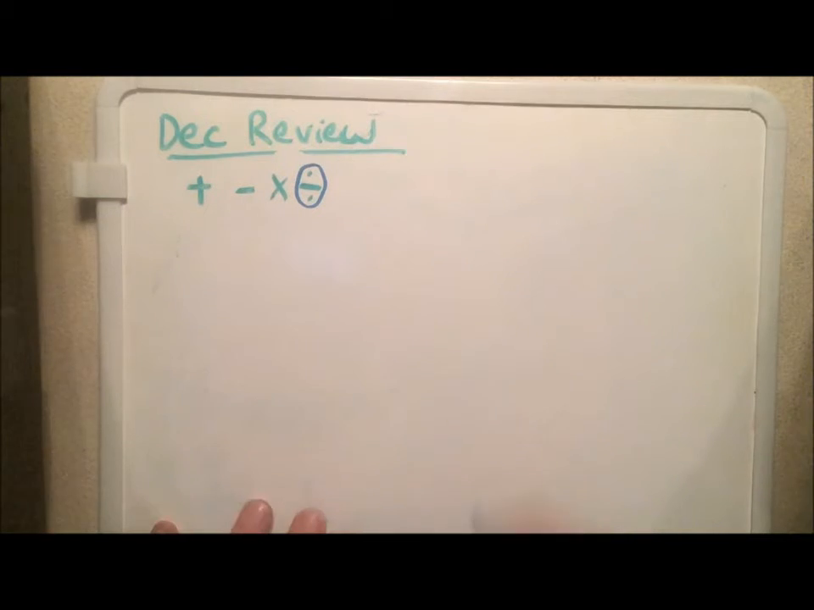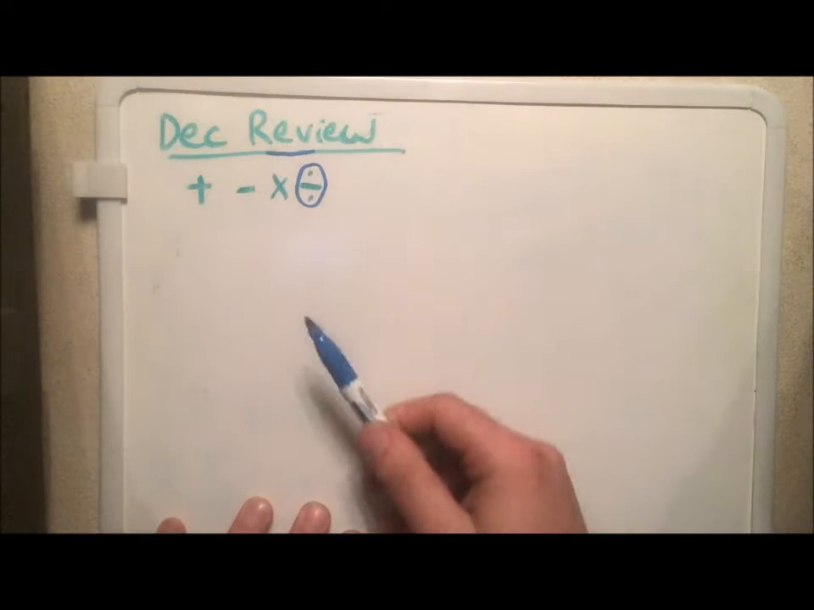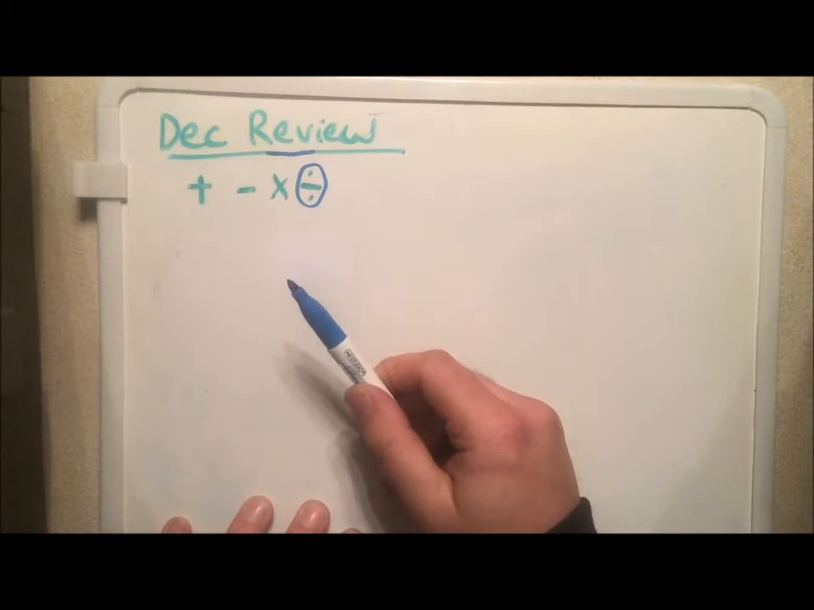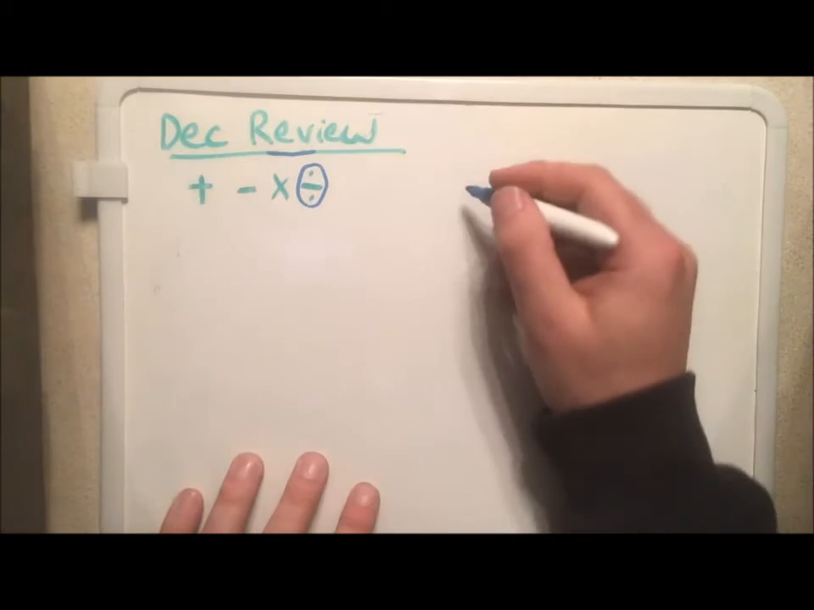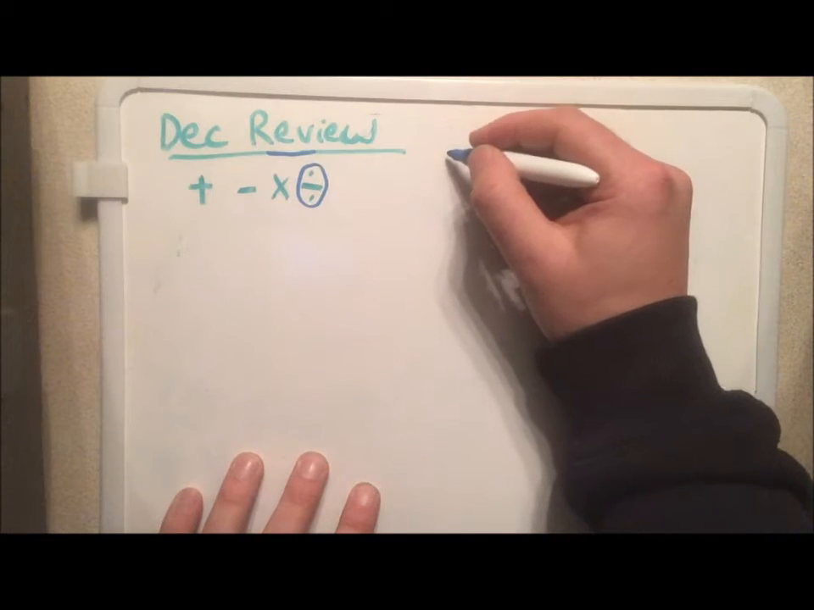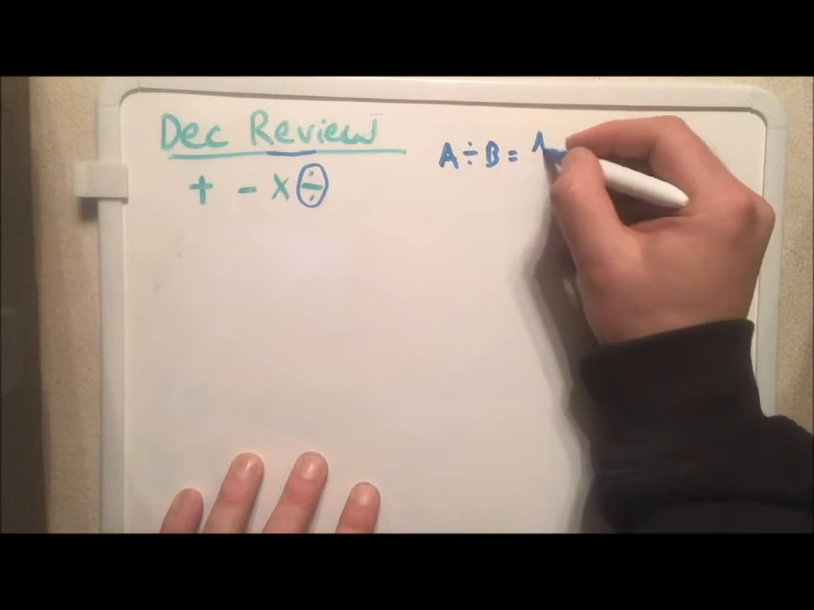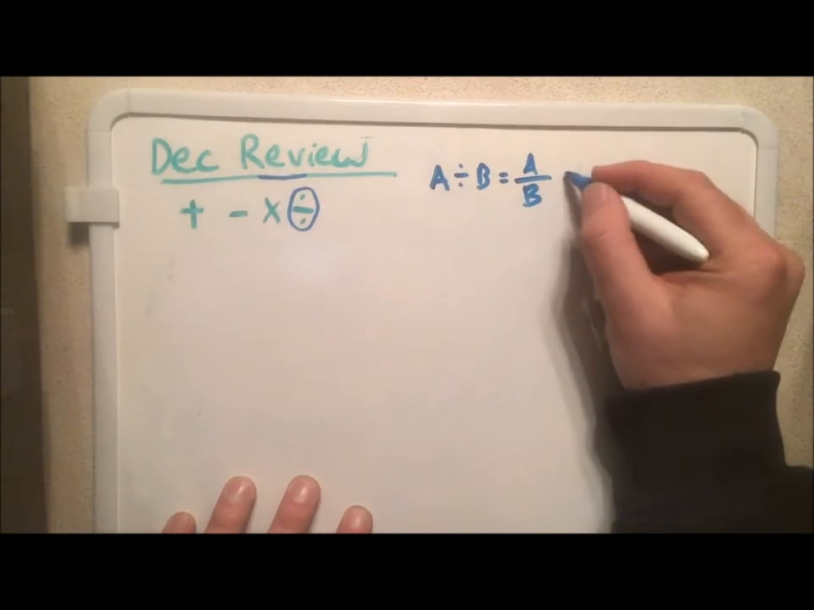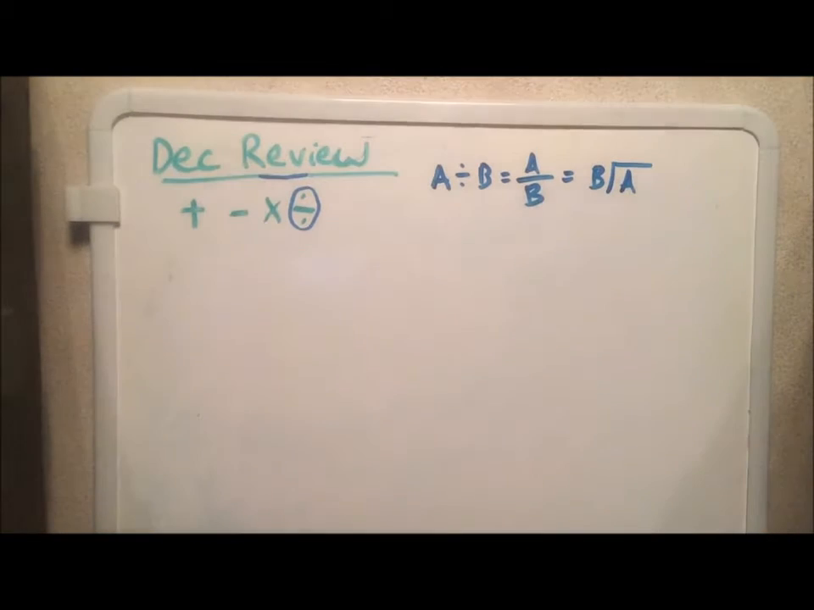Hey everybody. All right, so this one we're going to do a little review on decimal division. Decimal division, just like multiplication, requires us to be masters of division. Now here's just a division principle. A divided by B is the same as A over B, which is the same as B going into A. This is the weird one.